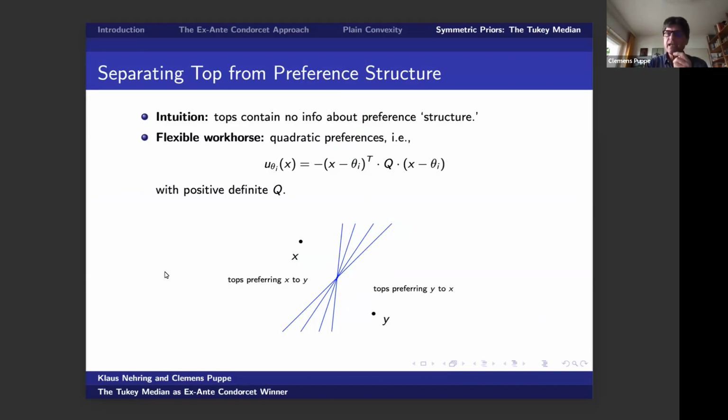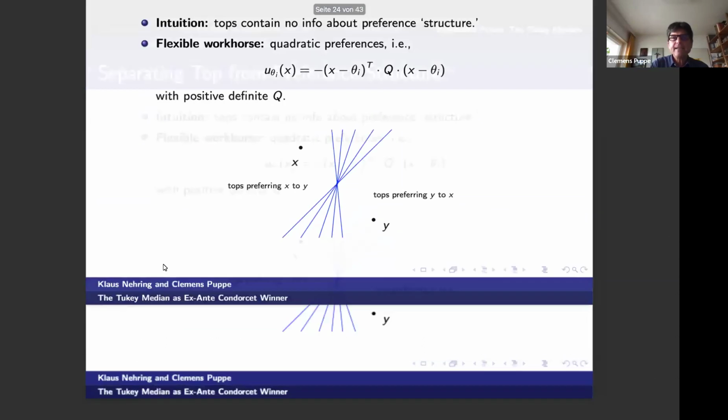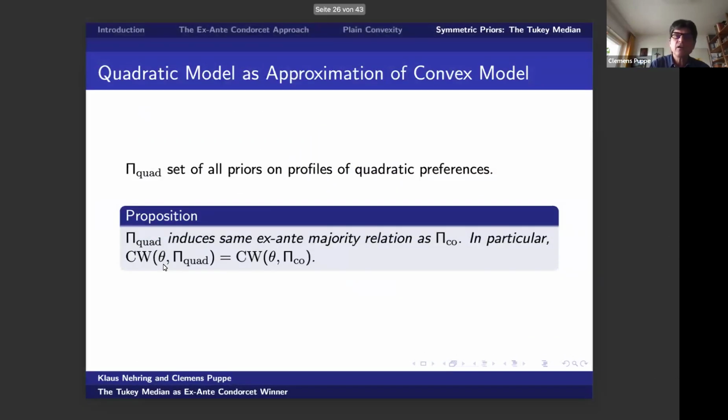Quadratic preference work as follows. If you give me two alternatives, X, Y, and you ask me, if I know that someone has a quadratic preference, where are those people who prefer X to Y in terms of their top? And where are those people who prefer Y to X? The answer is simply draw an appropriate line through the midpoint between X and Y, and then all people who prefer X to Y will have a top on one side and all others on the other side. Now, this already gives you a good intuition of what's going on.